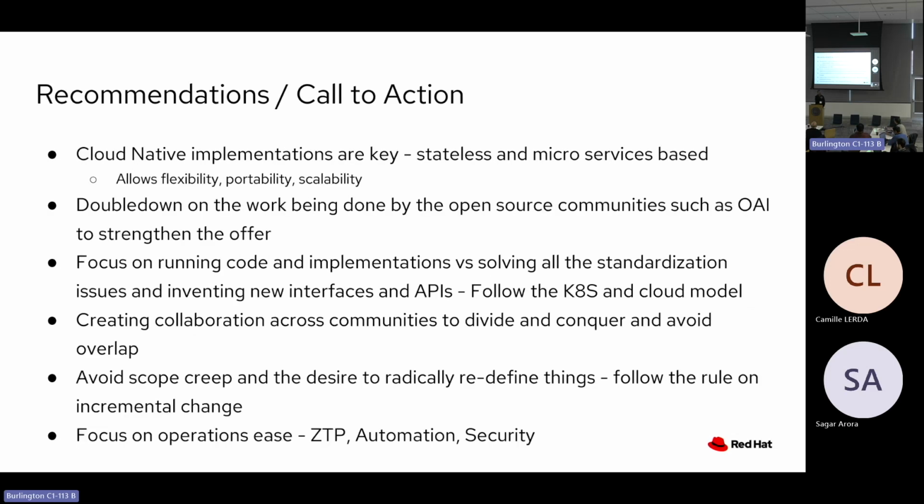So really my call to action in terms of recommendations is that cloud native implementations are key. The only way you're going to create better abstractions, the only way you're going to delayer things, is you need to be able to implement things in a cloud native way, which means stateless, which means microservices, which means really creating that level of flexibility and scalability that we need. Double down on the work that's being done as part of these communities, or OSC, OAI. Don't do plugfests for the sake of plugfests.